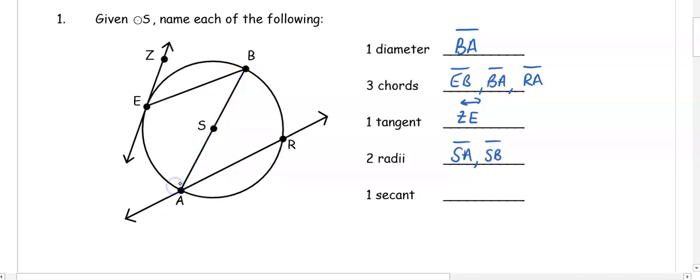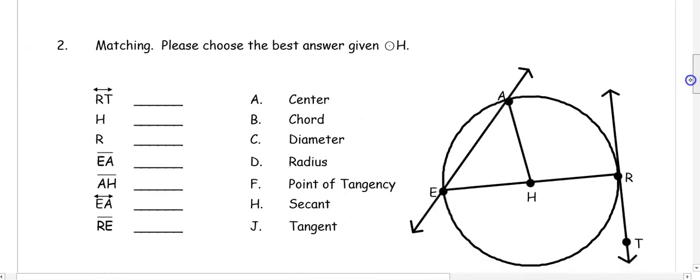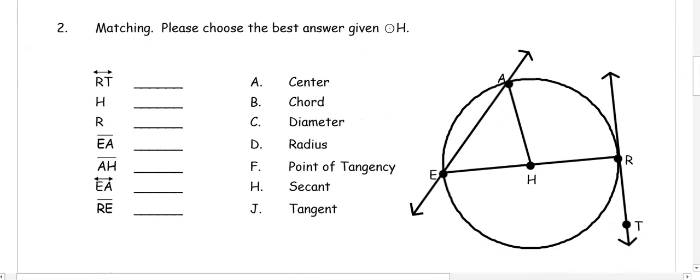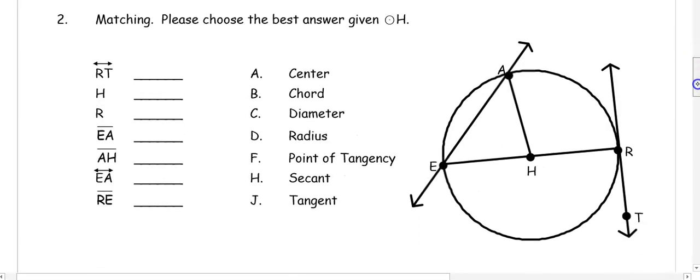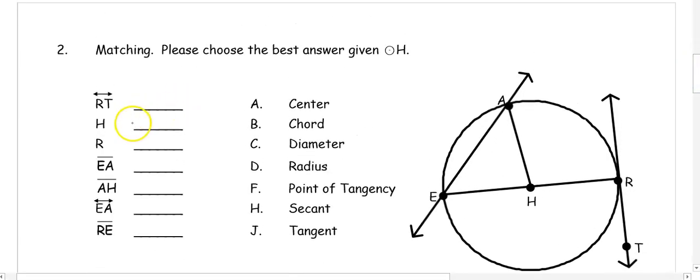And our last one, a secant, goes through the circle. We already said that RA was a chord, but RA with an arrow is going to be the secant line, with arrows on the symbol. And number two, let's match the following. RT has arrows on it. It only touches the circle once. So that is going to be our tangent line J.